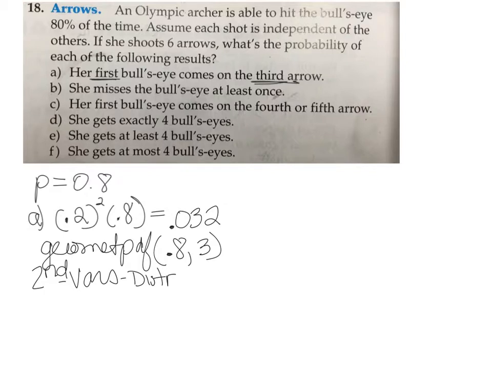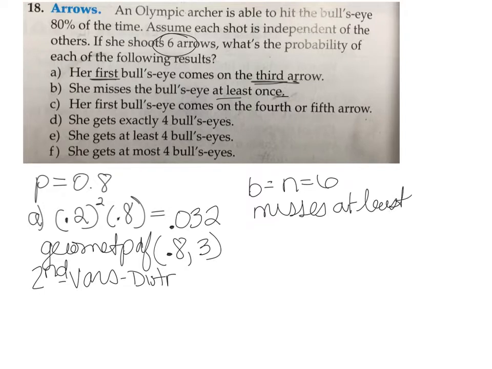Okay, so B, she misses the bullseye at least once. So it tells us here she has 6 attempts, so n is 6. If she misses at least one time, remember that to do at least one, that means the probability that she misses 1 plus the probability that she misses 2 plus all the way up to the fact that she misses 6. So that's a lot of work to put into your binomial model.